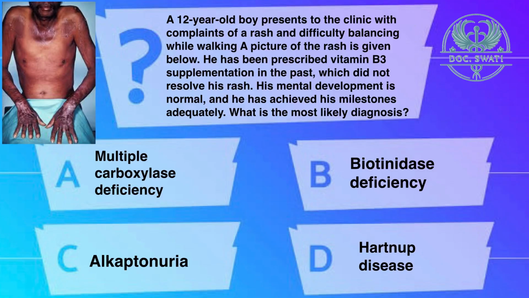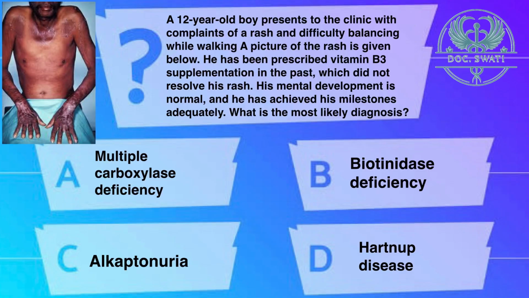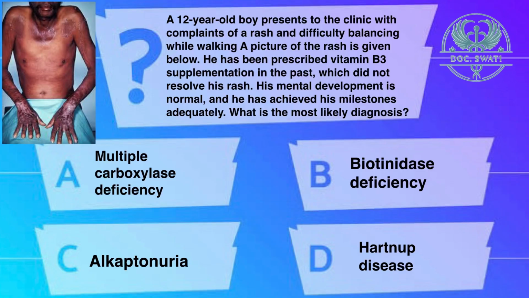So the second last question for the day is, a 12-year-old boy presents to the clinic with complaints of a rash and difficulty balancing while walking. A picture of the rash is given below. He has been prescribed vitamin B3 supplementation in the past, which did not resolve his rash. His mental development is normal and he has achieved his milestones adequately. What is the most likely diagnosis?